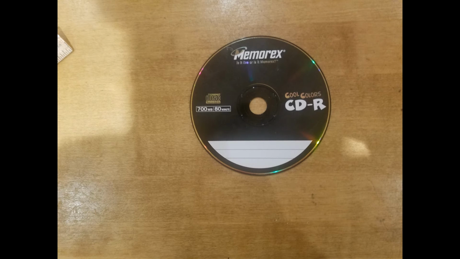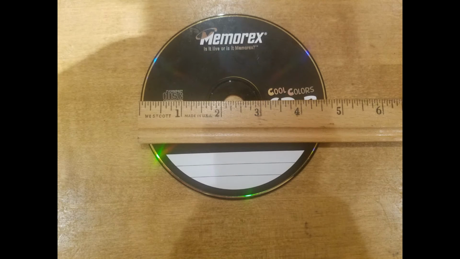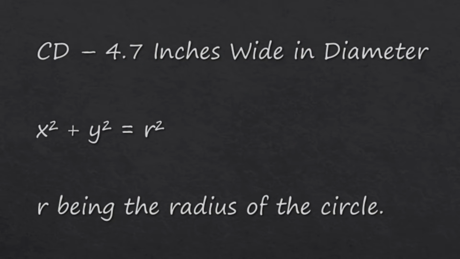CDs have to be perfectly circular or else they won't play, so these are a great example of the circle, another conic section. We can even find the exact equation of CDs. Every CD is 4.7 inches wide in diameter. The equation of a circle centered at its origin is x squared plus y squared equals r squared, r being the radius of the circle.